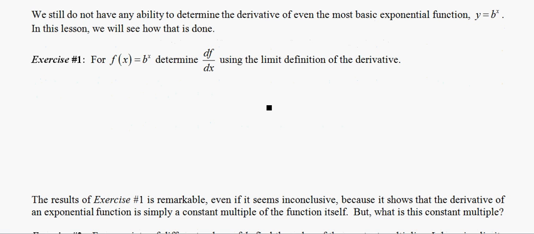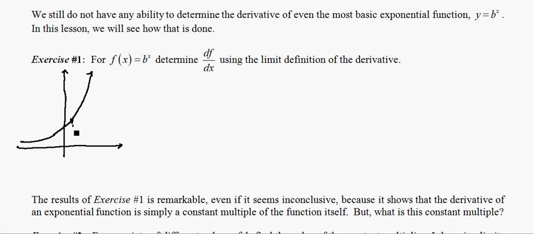In exercise 1, we're asked for the function f of x equals b to the x, determine df dx using the limit definition of the derivative. Now let me remind you what that even looks like. Alright, I'm going to draw this exponential in an increasing manner. Of course, the setup would work just fine if the exponential were one of the decreasing type. Whoops. Apparently this exponential function has a discontinuity in it. Alright, there we go. Now remember how this works, right?